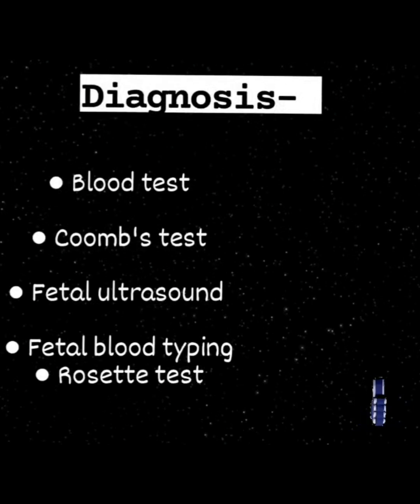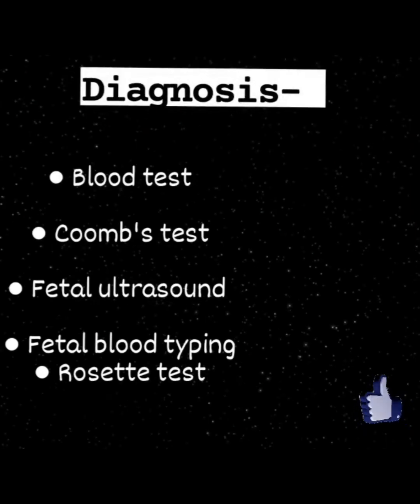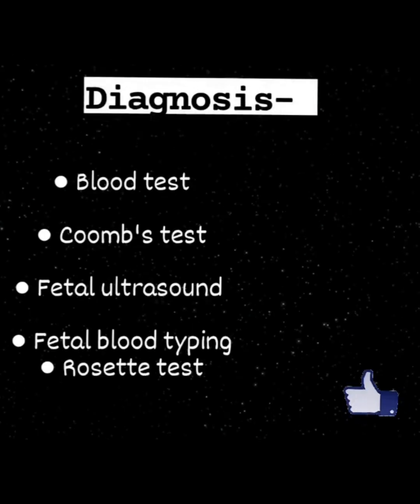What are the diagnoses for Rh incompatibility? There are certain tests which can identify Rh incompatibility. First one is the blood test, which is used to determine Rh status. Next one is the Coombs test, and if it is negative at the 12th week, then it will be repeated at the 28th week plus the 36th week in primigravida, and in multigravida the test is to be repeated at monthly intervals from 24 weeks onwards, and if it is positive then the patient should be supervised.